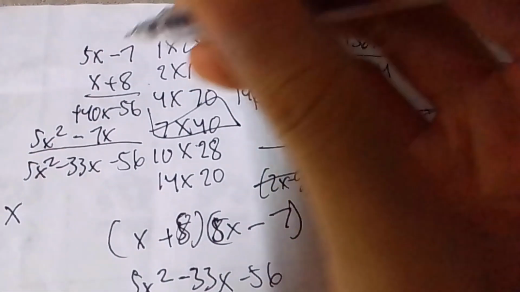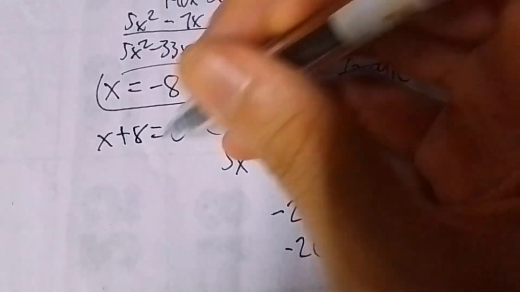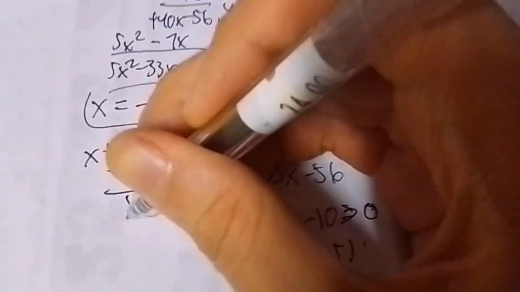So tama. So therefore, what are the x values? Let's solve. X should not be equivalent to negative 8 because x plus 8 equals 0. Subtracting 8, x must not be negative 8. On the other hand, 5x minus 7 equals 0. Add 7 to both sides. X must never be equivalent to 7 fifths.